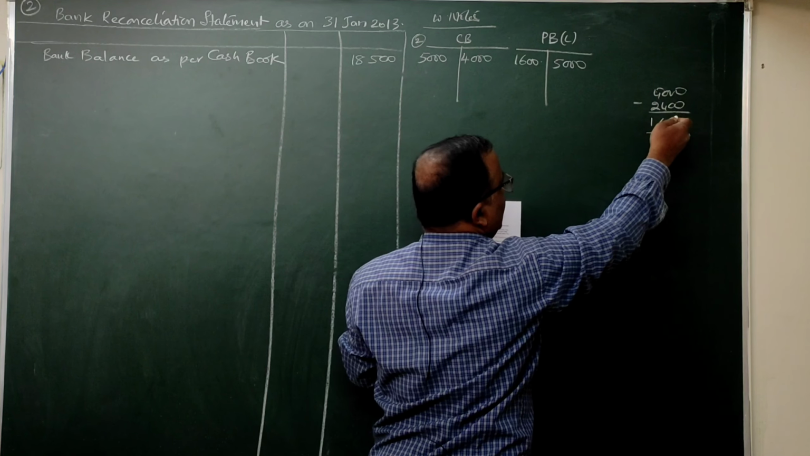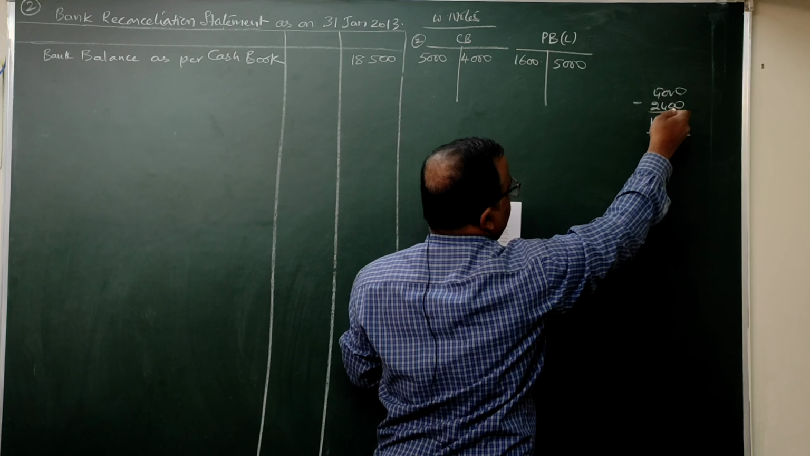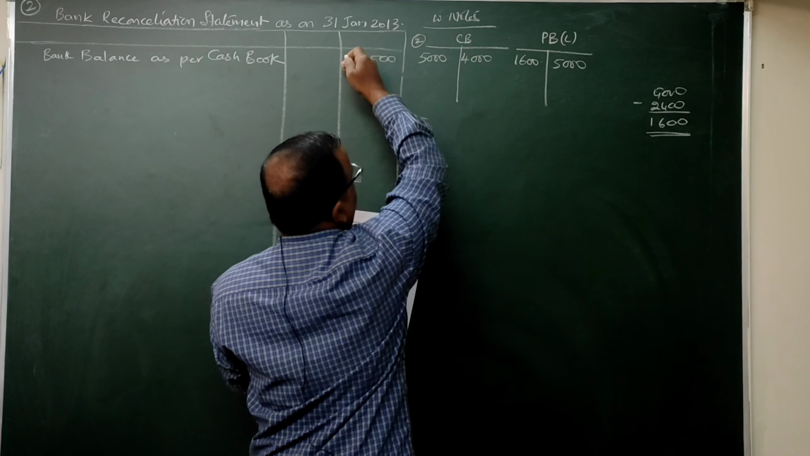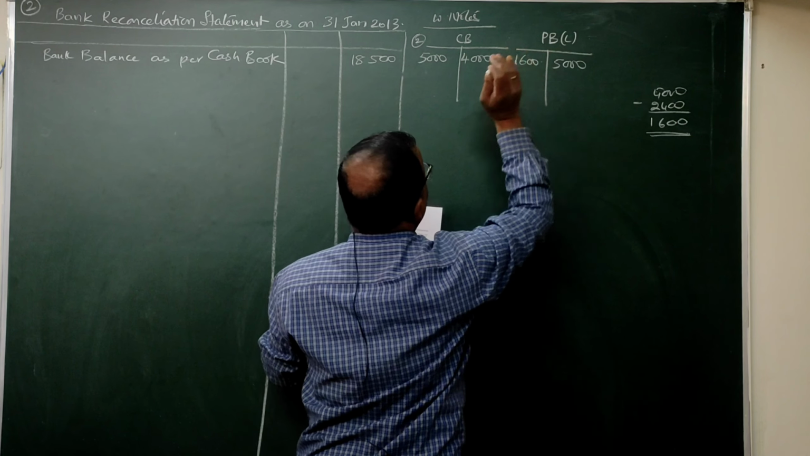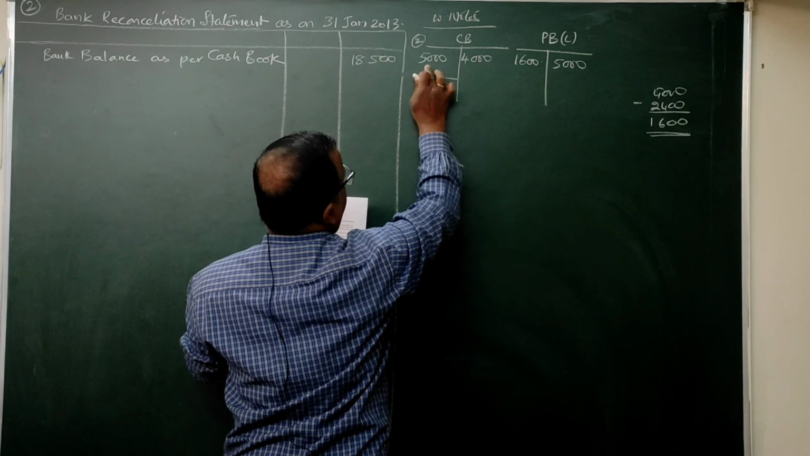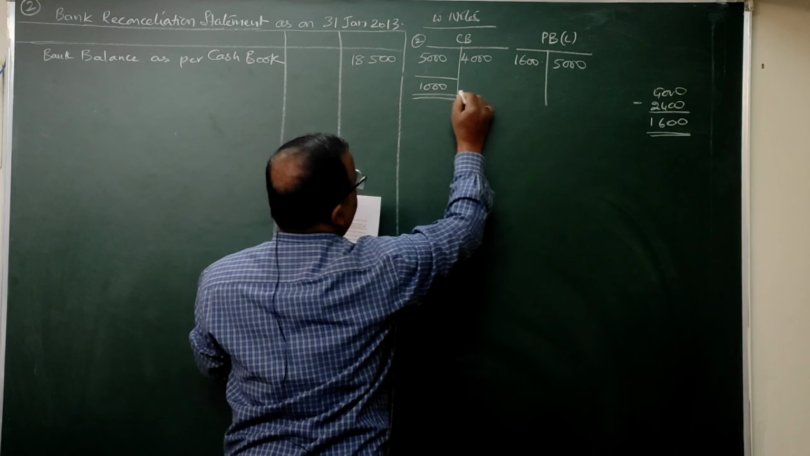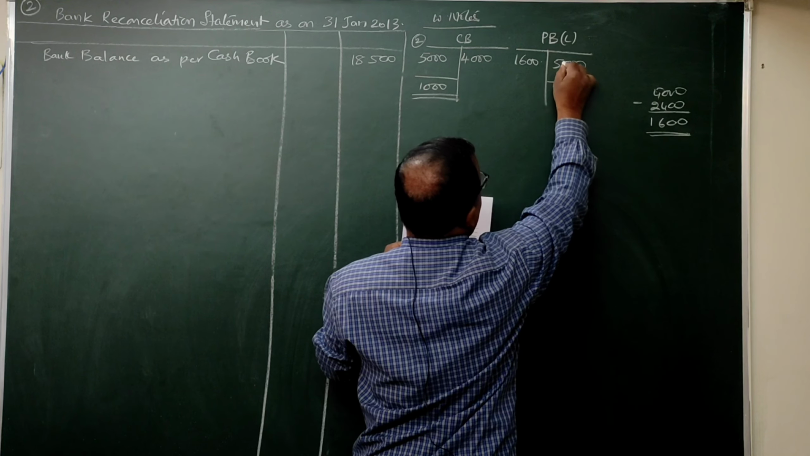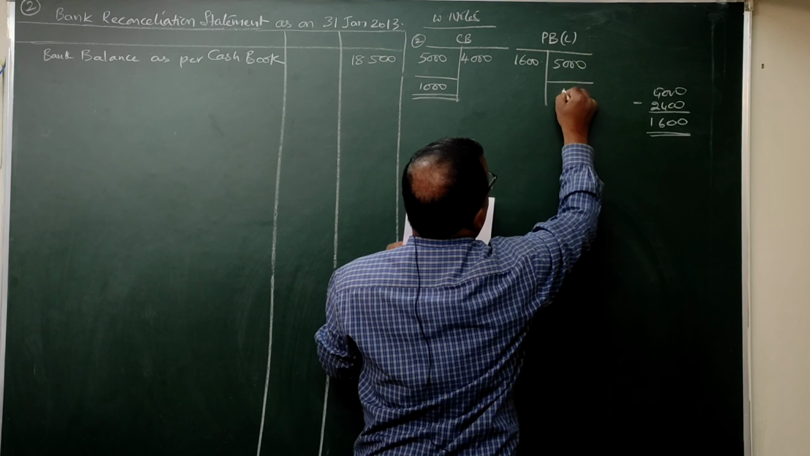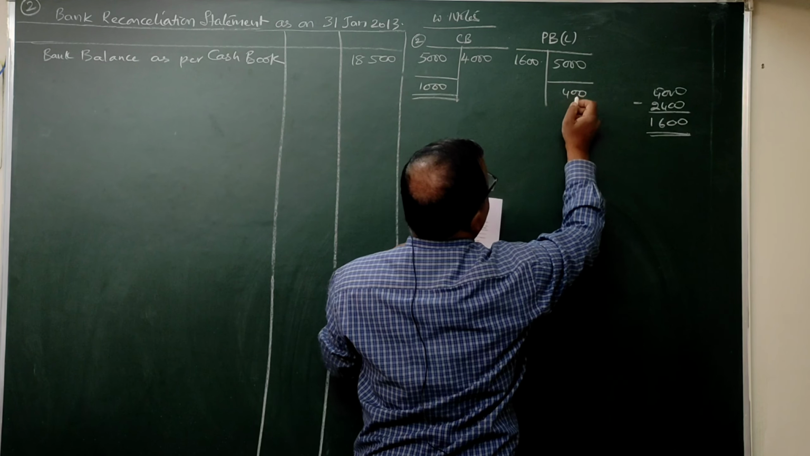The remaining are how much? 1,600. So the 1,600 checks are presented in this particular month only, and they are debited in the passbook by the banker. Check it: 5,000 minus 4,000, the cash book is showing 1,000 rupees balance. Whereas the passbook, how much is it showing? 5,000 minus 1,600.